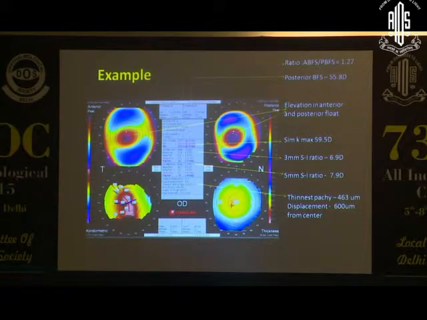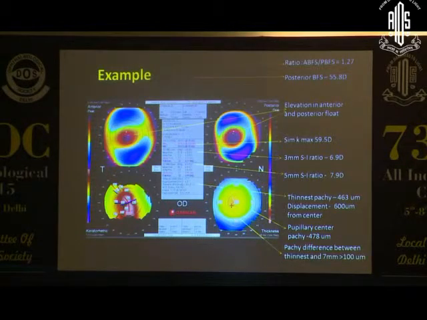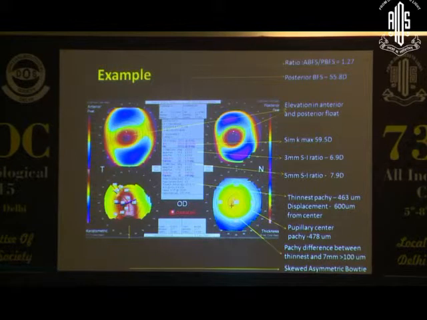Now the thinnest pachymetry is coming, which is about 460 microns. It also gives the pupillary center and the pachy difference, and next is the pachy difference of more than 100 microns from the thinnest to the 7 millimeter. Last but not least is the skewed axis with a very high value. So this is how whatever I showed is depicted in this map.